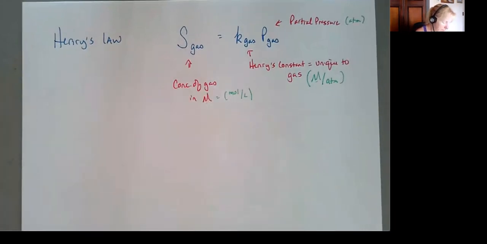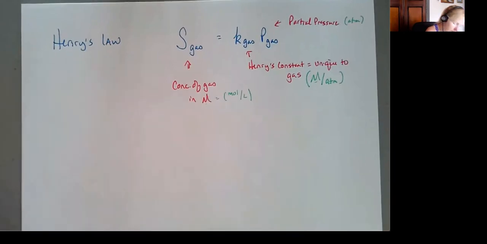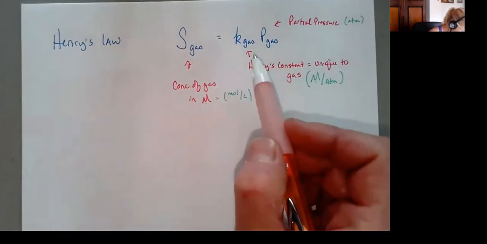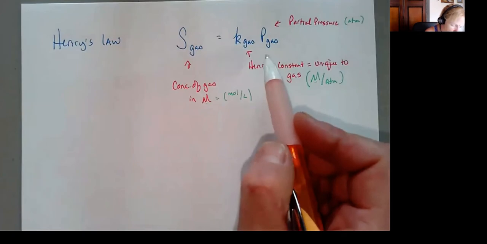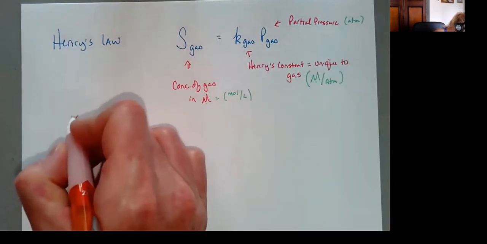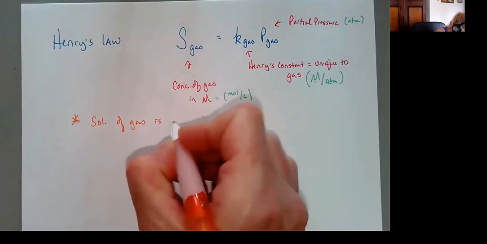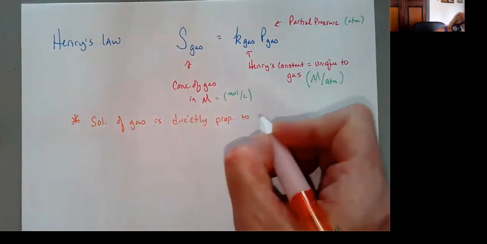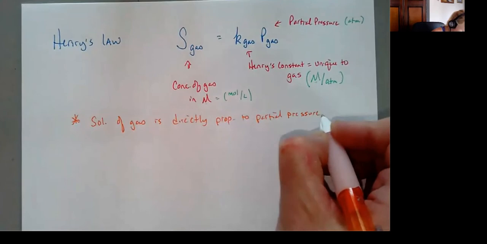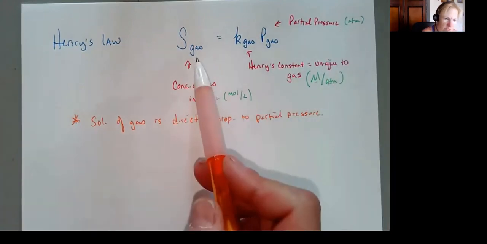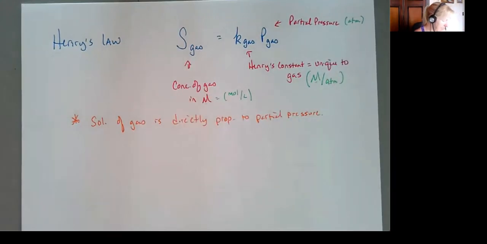As you can see from this equation, the solubility is directly proportional to the partial pressure of the gas. So the solubility of the gas is directly proportional to the partial pressure. Meaning, the higher the partial pressure of that gas, the more solubility there is. And does that make sense based on what we know about gases?